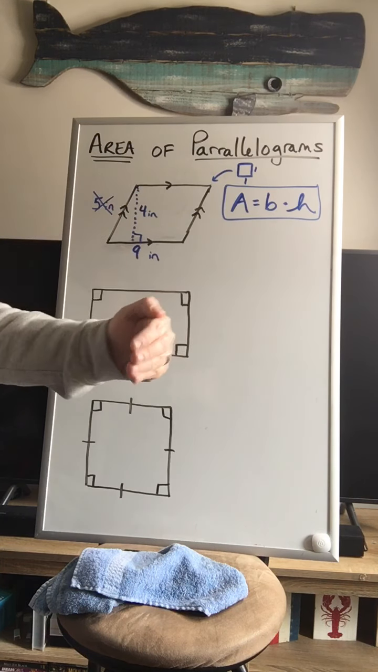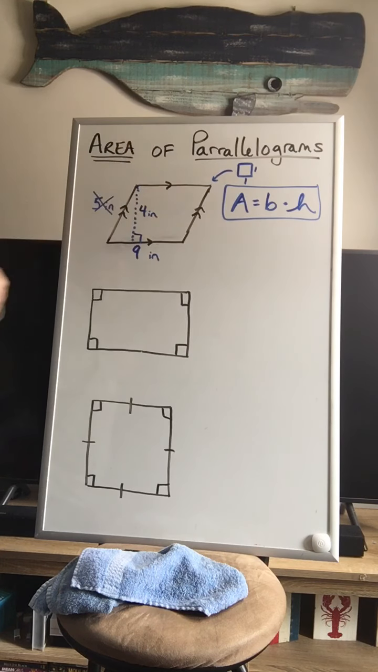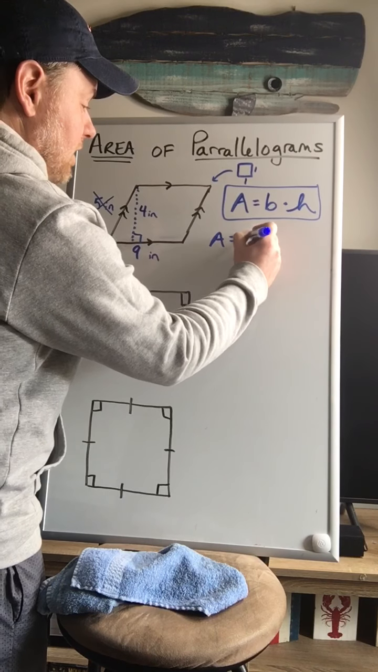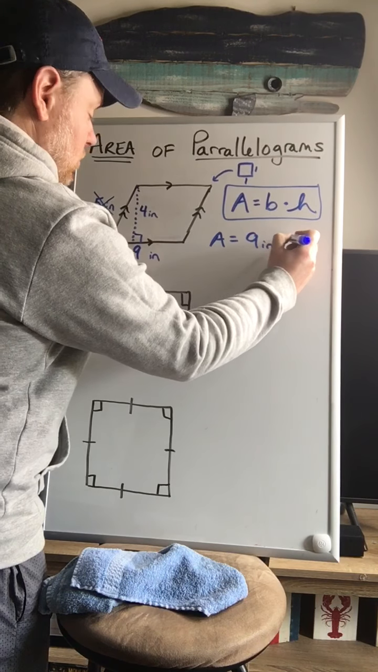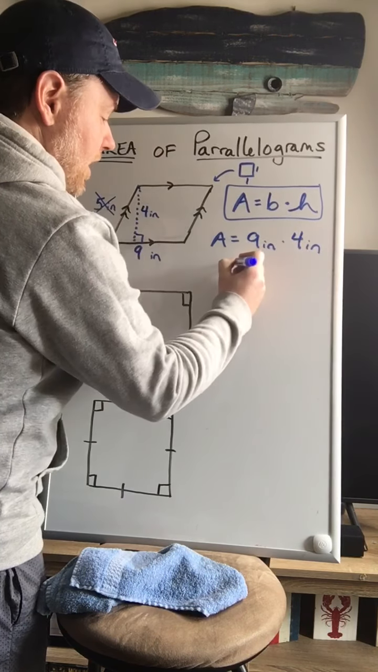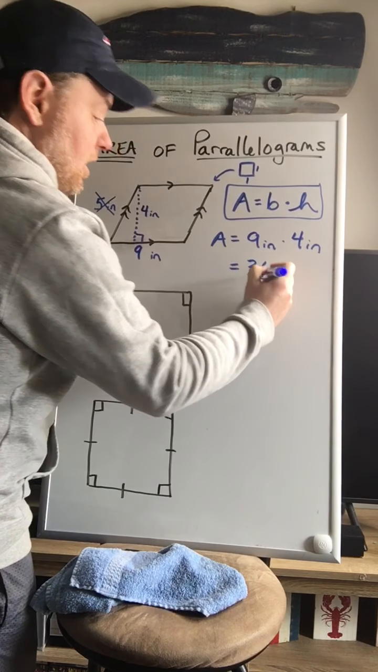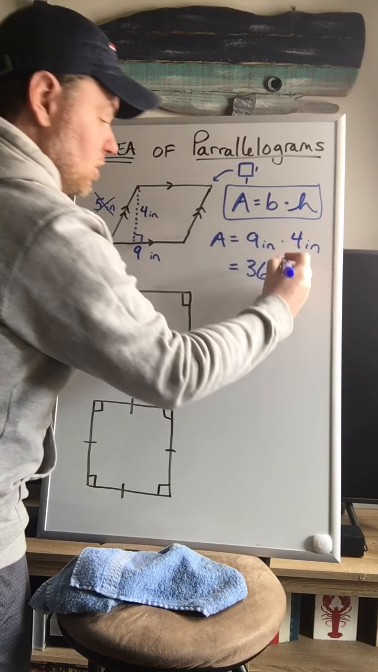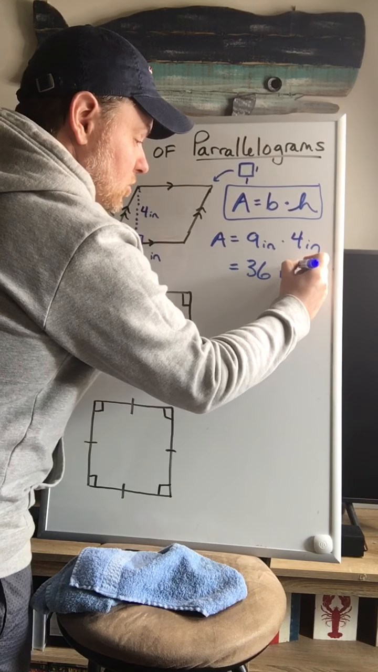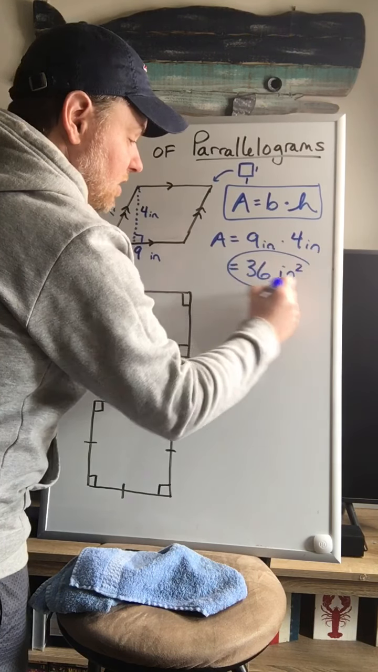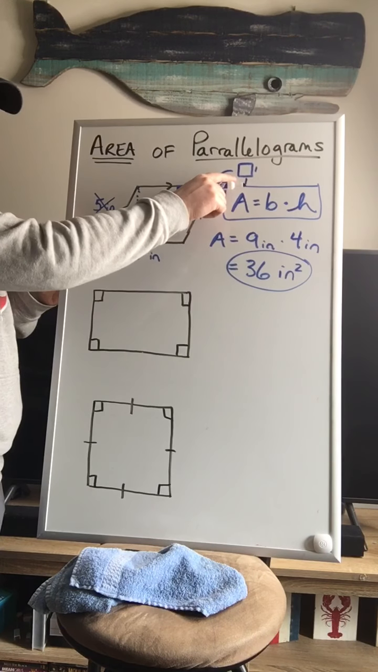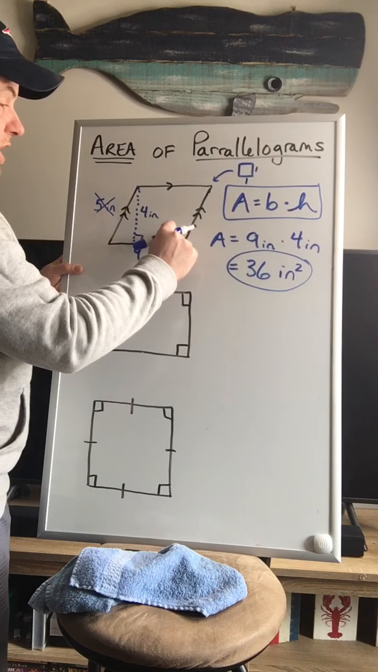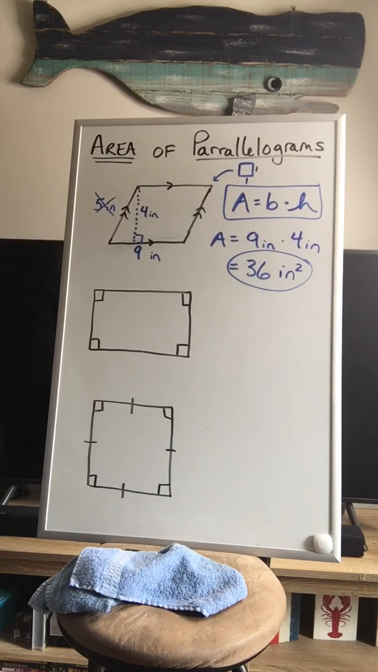It's base times height. Okay? So for this, the base is 9 inches times 4 inches, and the answer is 36. Now again, since it's inches times inches, we're labeling it inches with a little 2 on it. That stands for square inches, like I said at the beginning of the video. There's 36 little square inches that would fit inside that parallelogram.